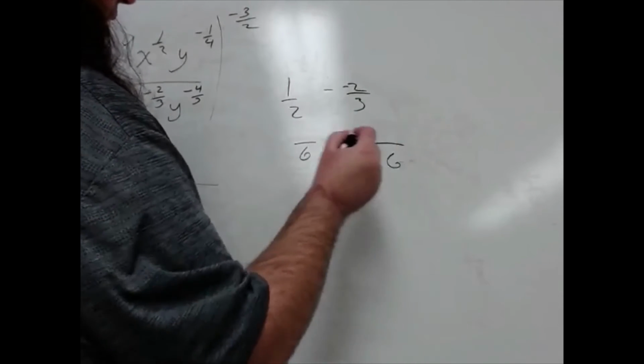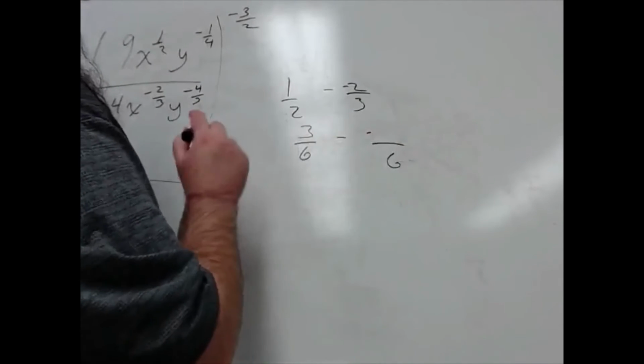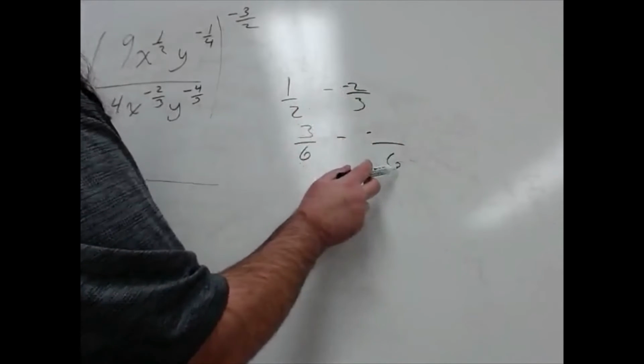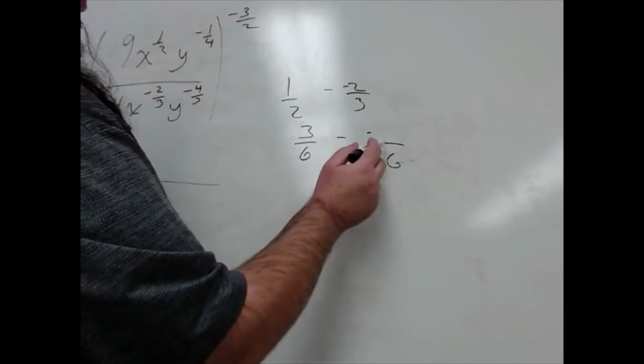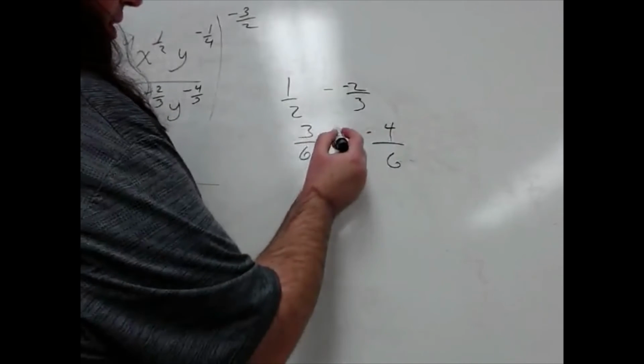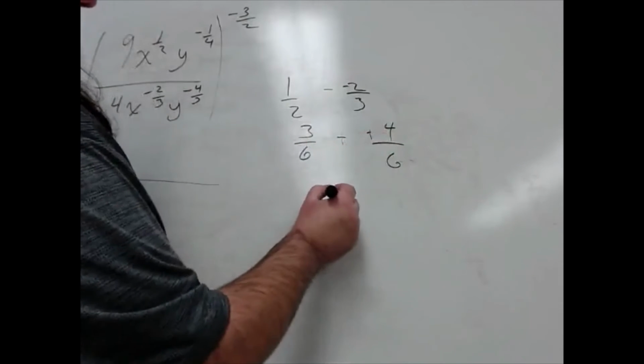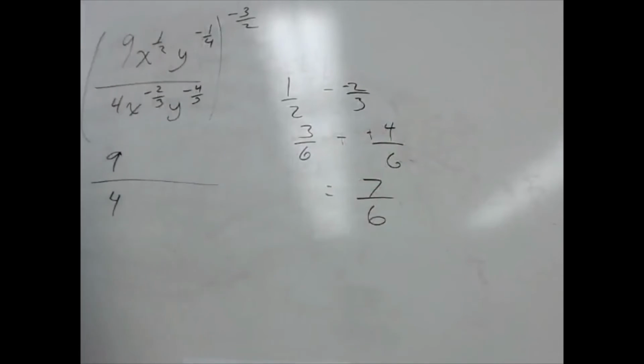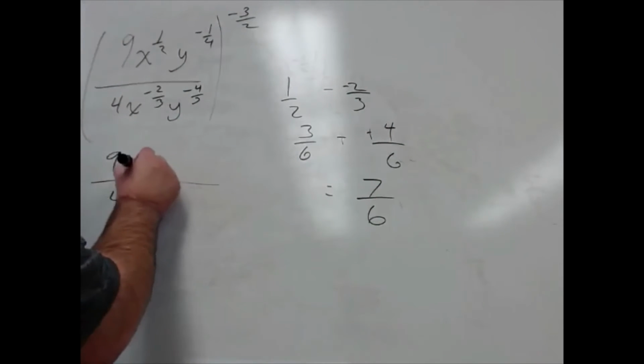2 times 3 is 6. 3 times 2 is 6, so negative 2 times 2 is negative 4. Subtracting a negative is the same as addition. So this gives me 7/6. So I have x to the 7/6.